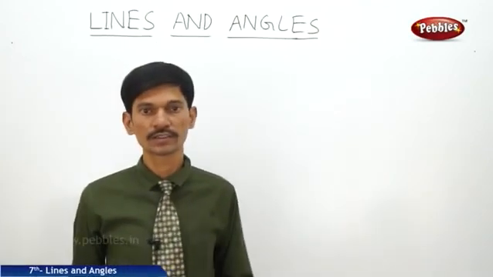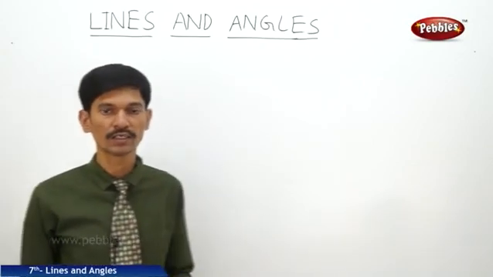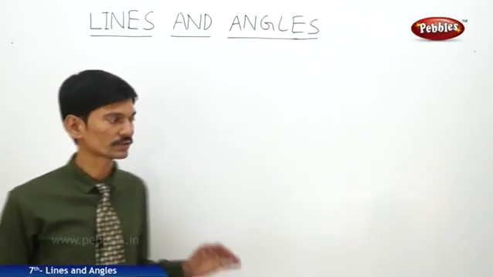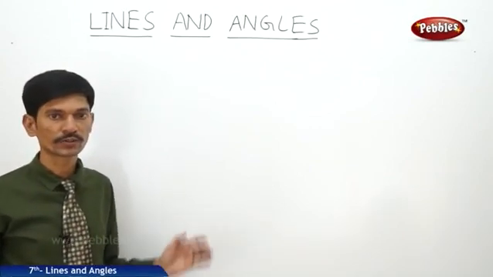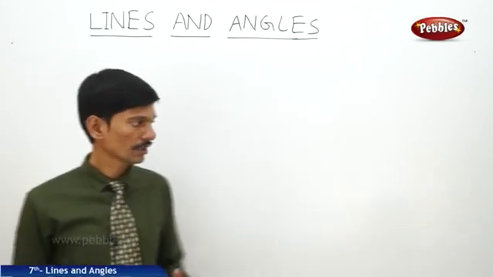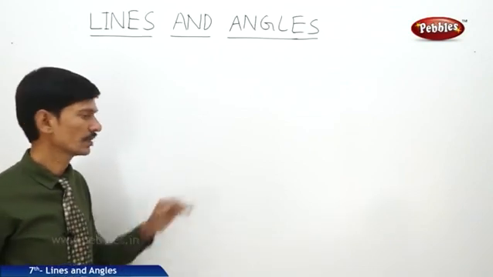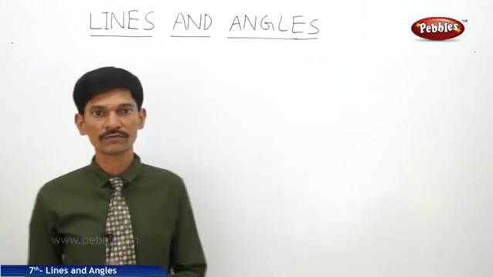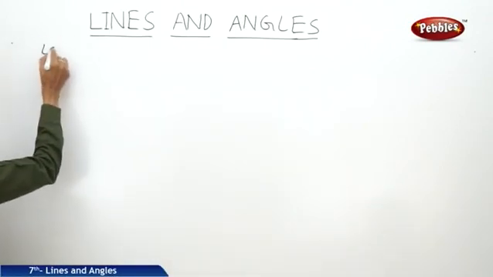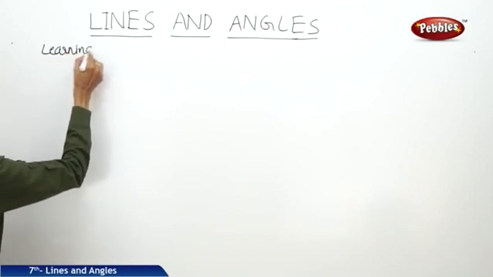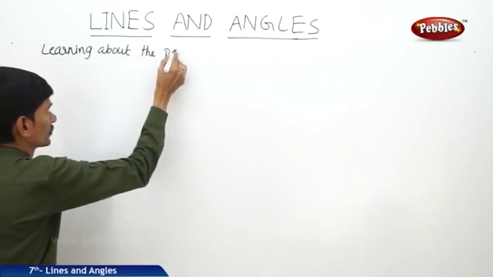So far we have learnt about the point, line, line segment, ray and angle, and the different types of angles such as zero angle, right angle, straight angle, complete angle, acute angle, obtuse angle and reflex angle, and also the intersecting lines and the parallel lines. Now let us learn another concept, that is the pairs of angles.